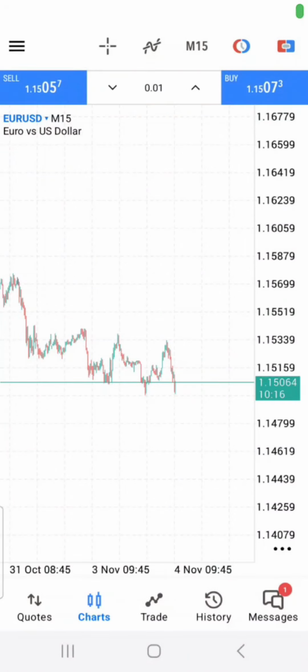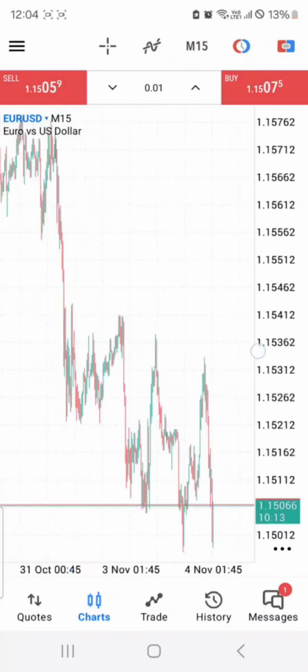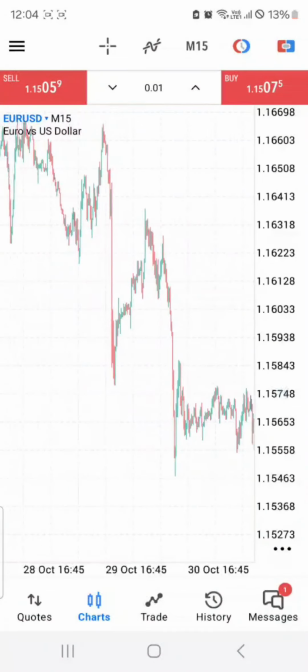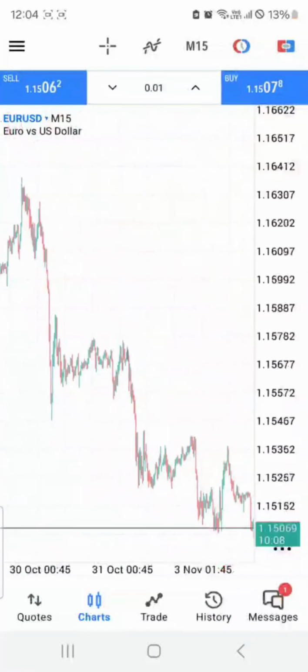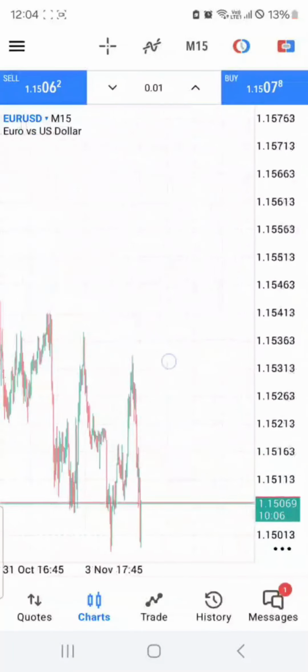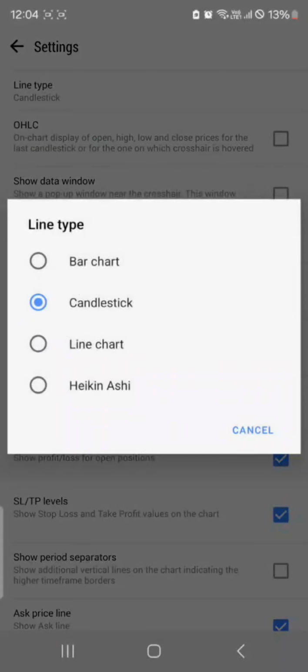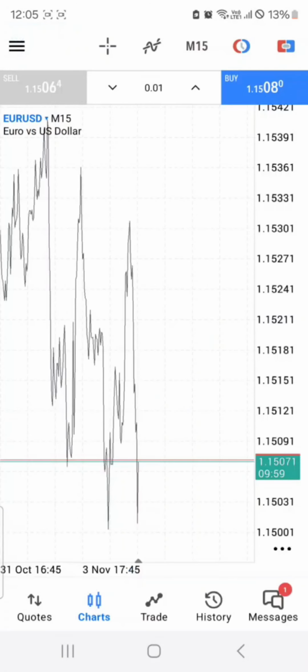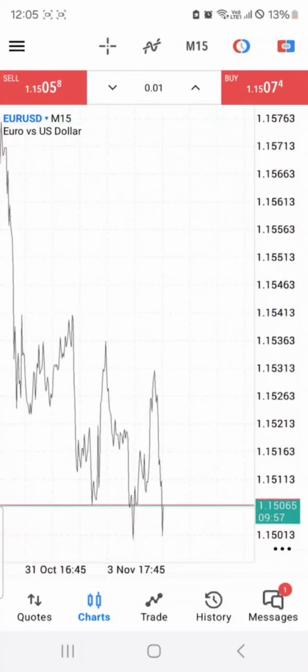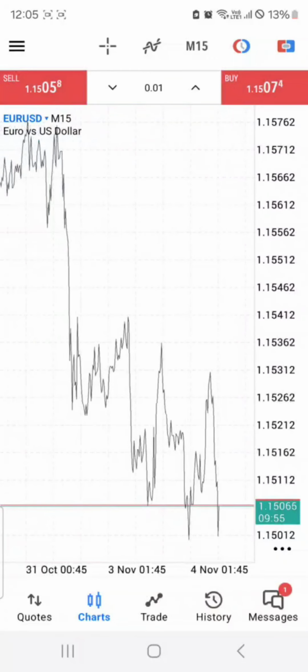Once you have logged in, this is what you will see. This is the Forex graph, so don't be confused by this. Let me explain what this means. Let's switch to a line chart. That's what I like to do when I teach people. So this is a Forex chart.